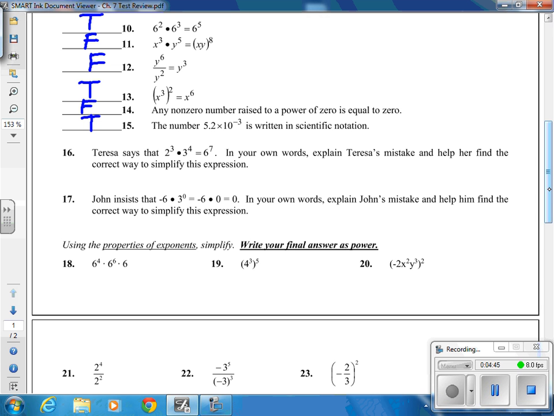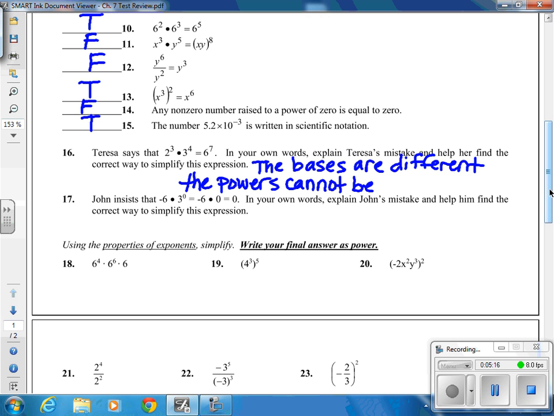6 to the 7th. And then you have to explain the mistake and help her find the correct way to do this. Well, there is no correct answer that I need you to worry about finding. At this point, you need to tell me that she can't do this. So what you should have somewhere in your answer is that because the bases are different, the powers cannot be combined. If the bases were the same, then we could have moved on and done a lot more with this problem. But because they are different, I don't need to know what the real answer is supposed to be. Just know that it is not 6 to the 7th power.